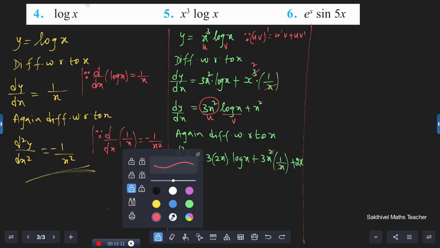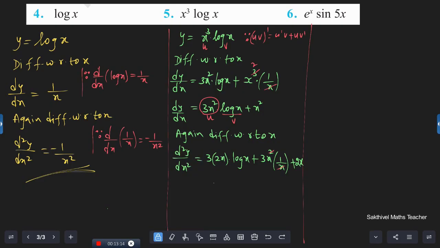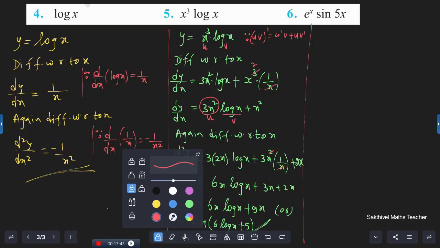So anything possible to cancel, I do it. 1x is cancelled. Remaining whatever I have, you write, children. 3 2s are 6x into log x plus 3x plus 2x. 3x plus 2x what? Yes, 5x. So x if you want to take outside you can take, or let it be. X if I'm taking outside, 6 log x plus 5 you can write. That's it. Either first one or second one is your final answer. Okay, right. The last question.